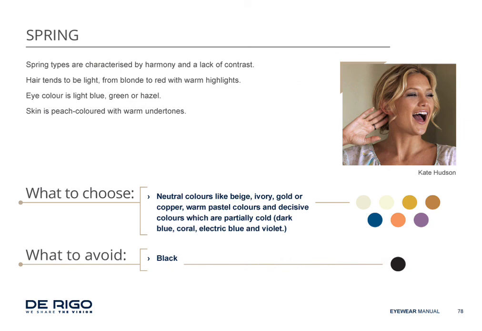Spring. Spring types are characterized by harmony and a lack of contrast. Hair tends to be light, from blonde to red with warm highlights. Eye color is light blue, green, or hazel. The skin is peach-colored with warm undertones. They should choose neutral colors like beige, ivory, gold, or copper, warm pastel colors, and decisive colors which are partially cold, such as dark blue, coral, electric blue, and violet. They should avoid black colors.